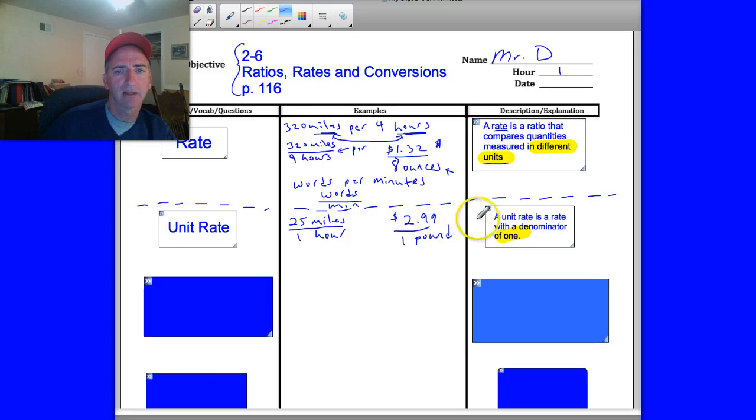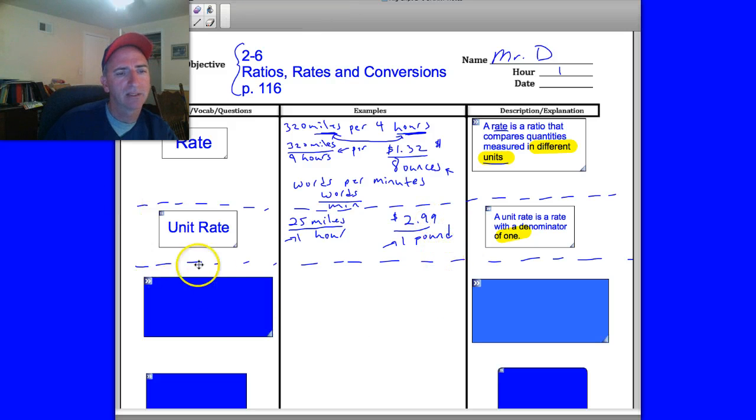Okay, so that denominator has to be 1 for it to be a unit rate. So when you hear miles per gallon, miles per hour, dollars per ounce, and it's just "per" with the label, that's a unit rate, because it usually means you're paying or having per 1 of that. Okay, 25 miles per hour, $2.99 per pound.